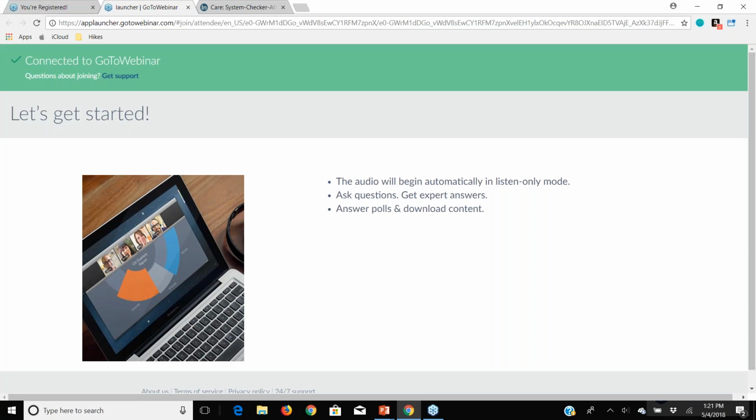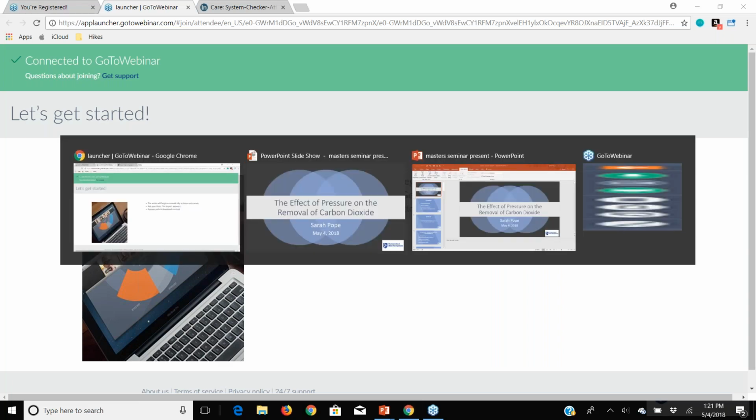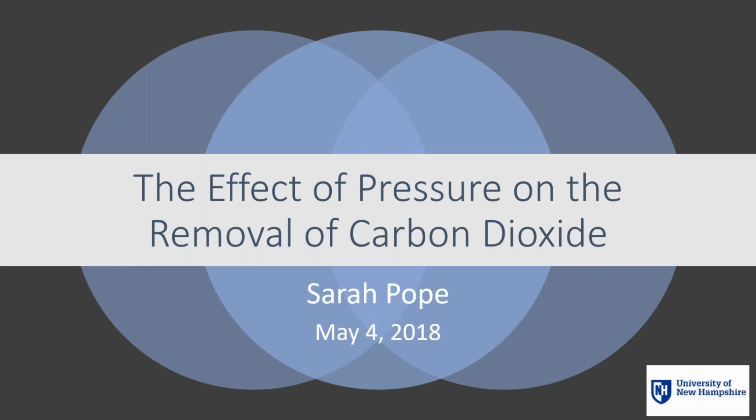Our second presenter is Sarah Pope, and she will be discussing her research on CO2 removals by pressurized inline diffuse aeration systems.